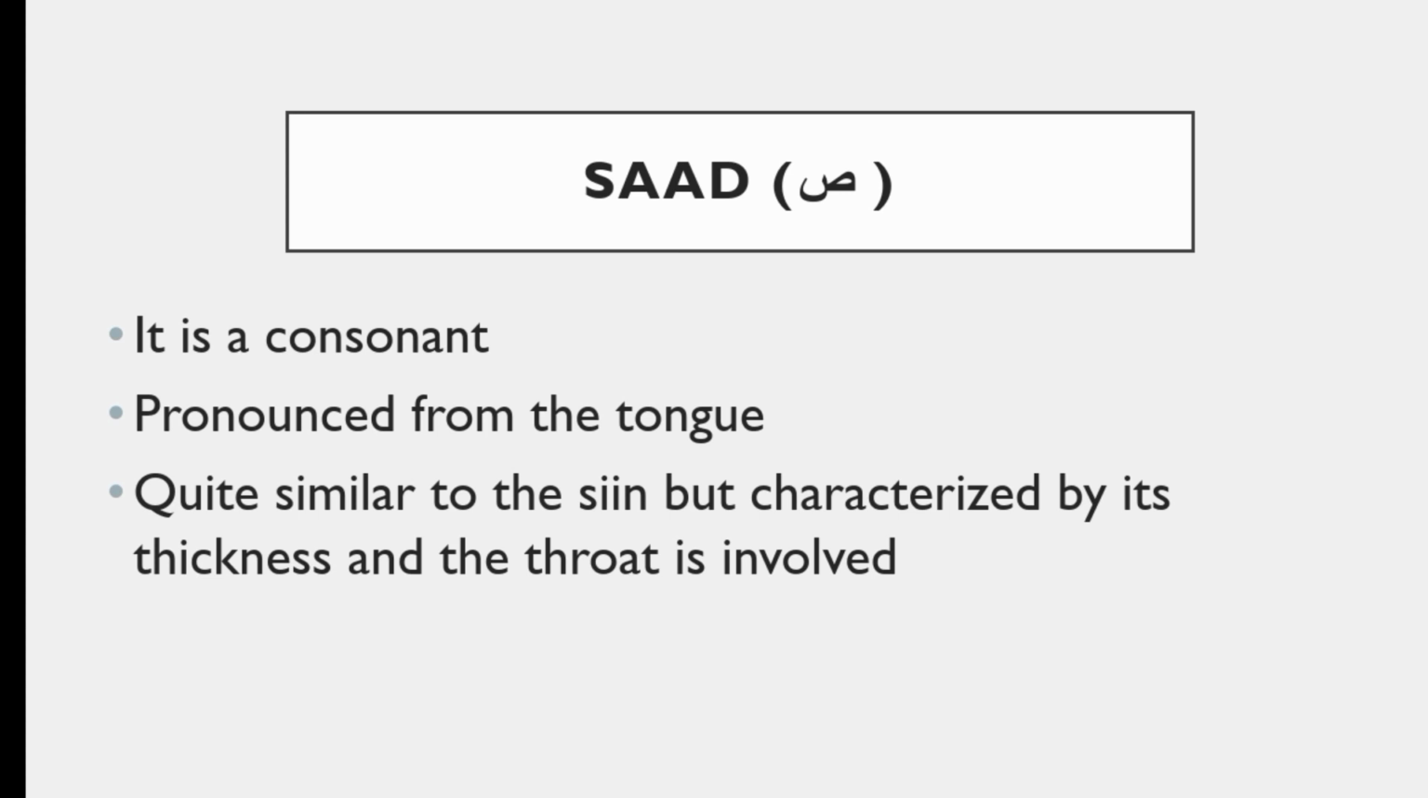We have letter Saad. Saad is a consonant letter. It is also pronounced from the tongue. It's quite similar to Sin, but it is characterized by its thickness and the throat is involved. What we mean here is that when you pronounce Saad and Sin, they are kind of alike, but when you're pronouncing letter Sin, your lips would be flat. But when you're pronouncing letter Saad, it should be in form of Wizu, and your lips would be round in that case, as in Saad.